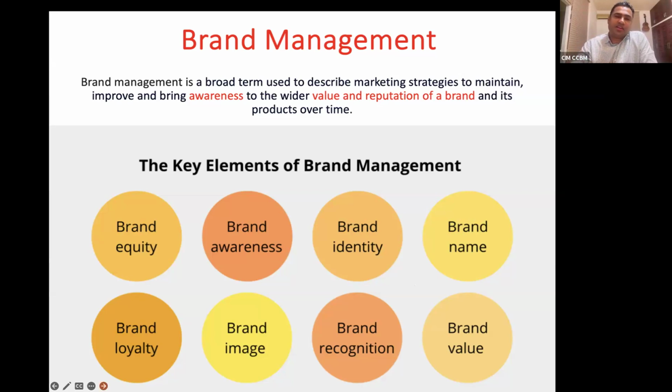So brand management is a science. You have to enjoy it because the buck stops with you. All the problems come and fall in your lap. So a brand manager's job is a very important job.